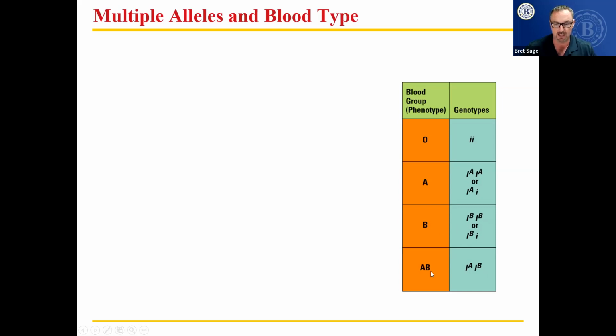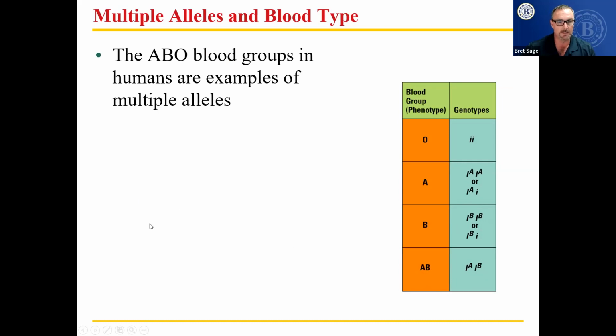But the interesting thing is these are what is called co-dominant because A and B, if they're present, will both show up on the surface of the red blood cell. So if you have a gene for A and a gene for B, you're type AB. Both things show. So it's AB. Okay, let's do the notes.